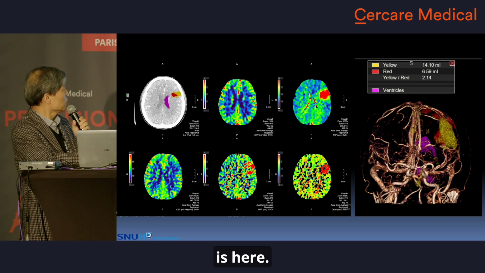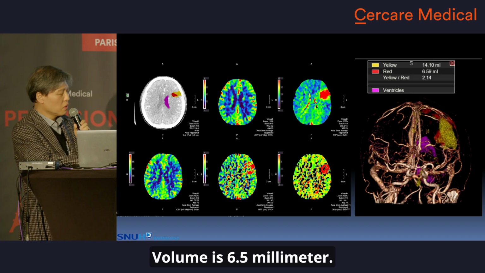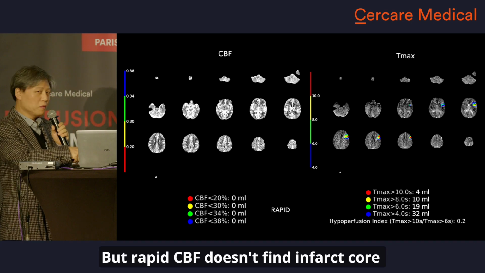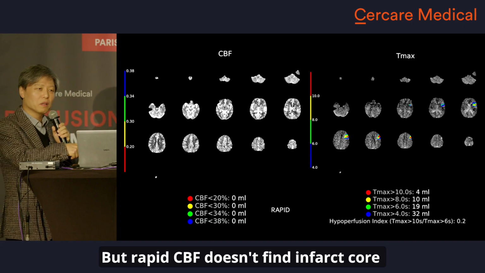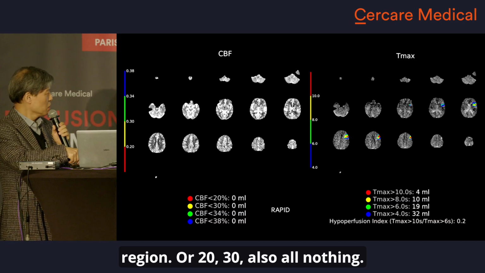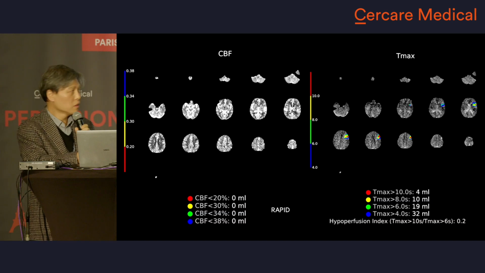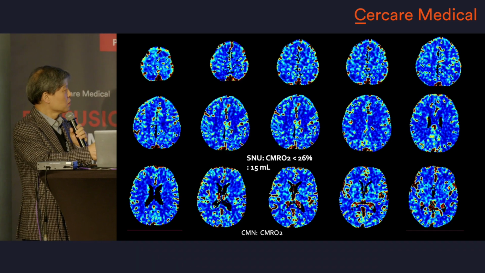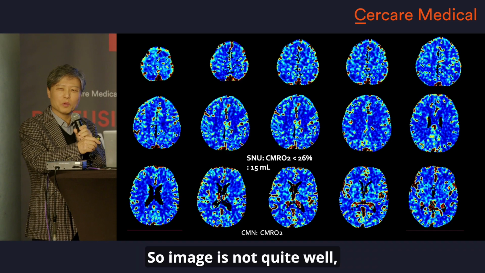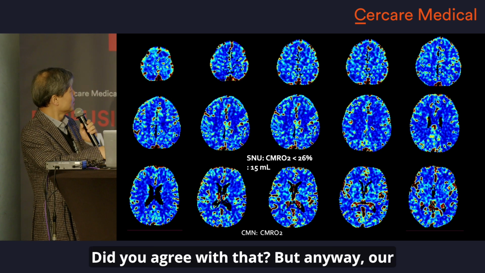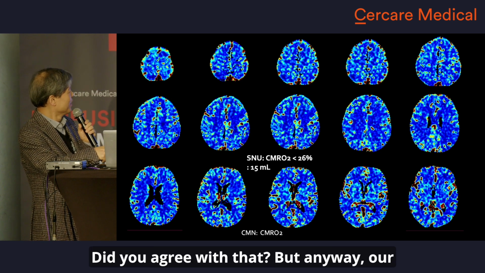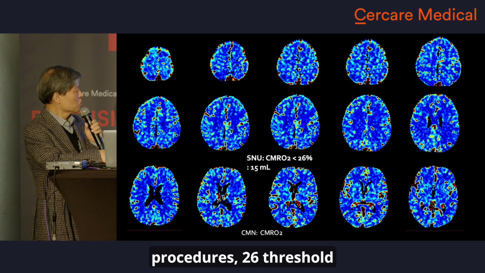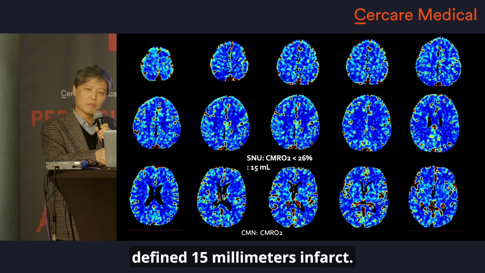So the core infarct lesion is here. Volume is 6.5 milliliters. But RAPID CBF doesn't find an infarct core lesion. Or another vendor, also all nothing. But this is the initial version of CMRO₂, so the image is not quite good, right? But the lesion is here. Do you agree with that? Anyway, with our procedure, the 26% threshold defined 50 milliliters as infarct.